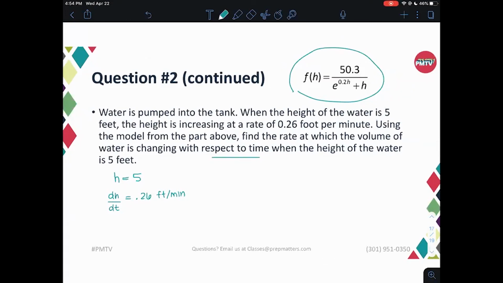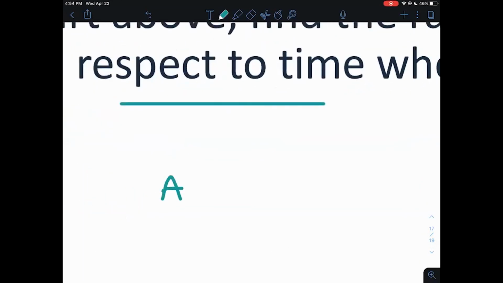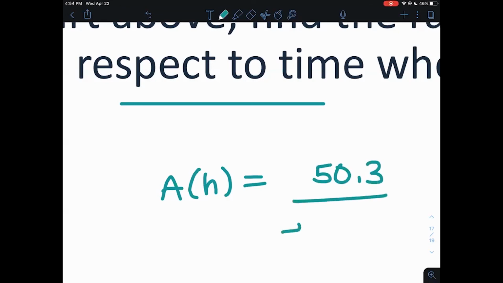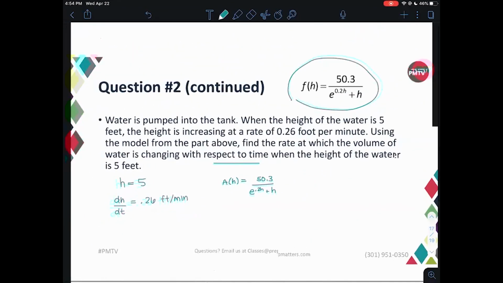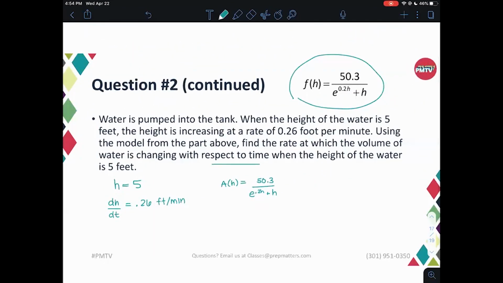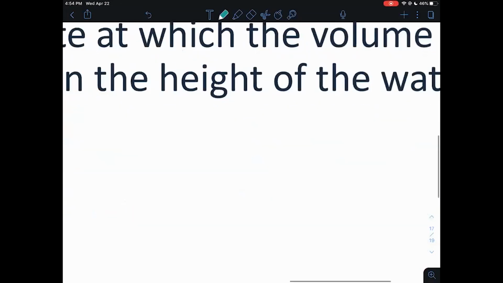We know that area as a function of height can be written using the function model at the very top. So I'm just going to copy that down to the bottom. So I know that area, A of h, is my f of h. That is 50.3 over e to the 0.2h plus h. And then let's see what else we know. And we want to find the rate of change of volume with respect to time. That's what we want.